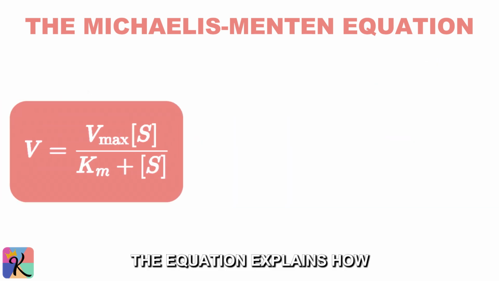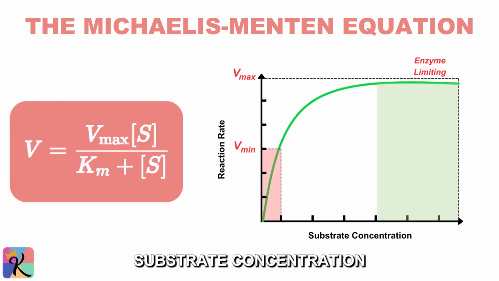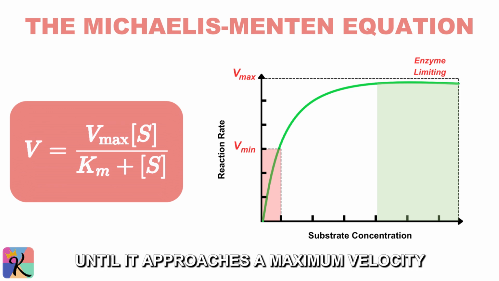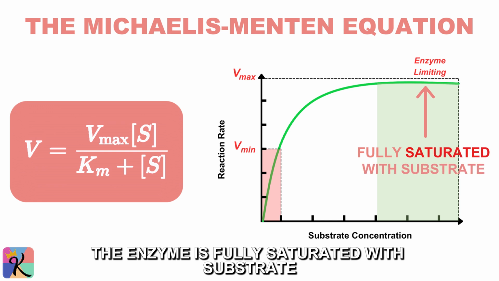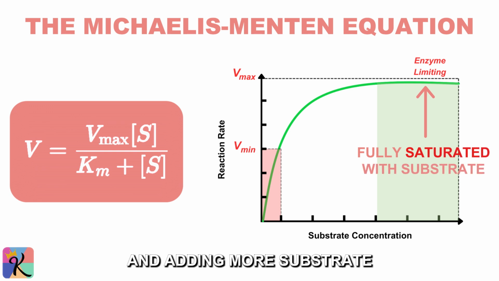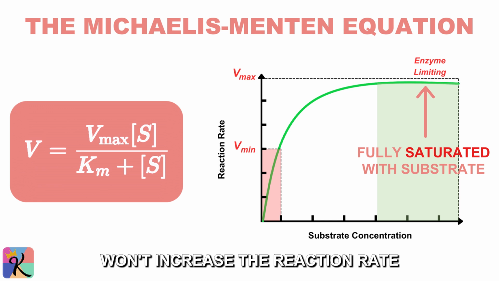The equation explains how the reaction rate increases with substrate concentration until it approaches a maximum velocity. At maximum velocity, the enzyme is fully saturated with substrate, and adding more substrate won't increase the reaction rate.